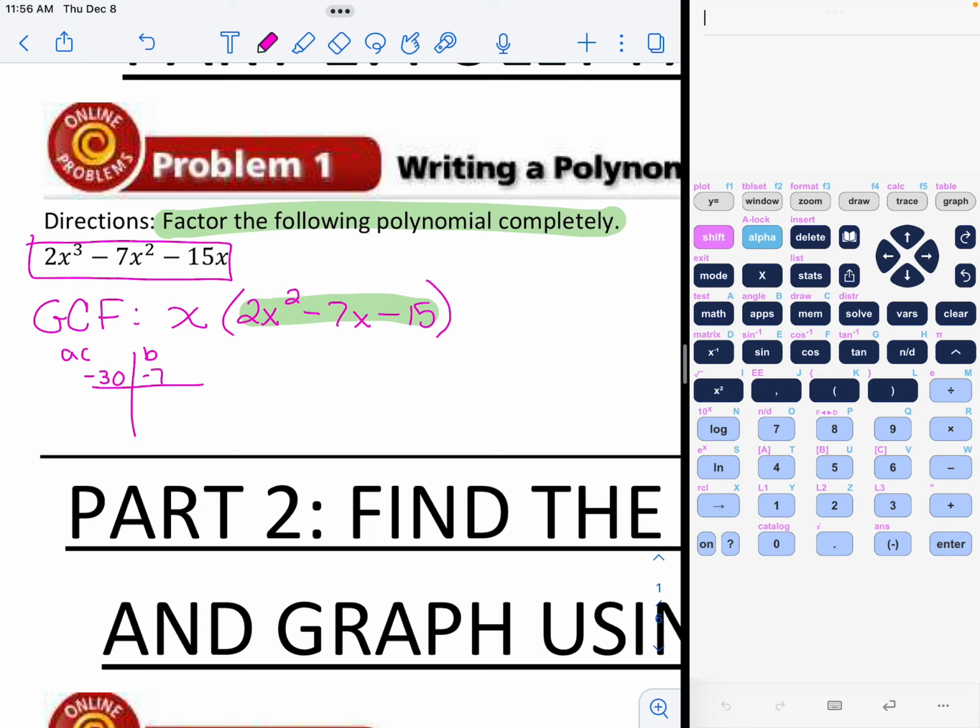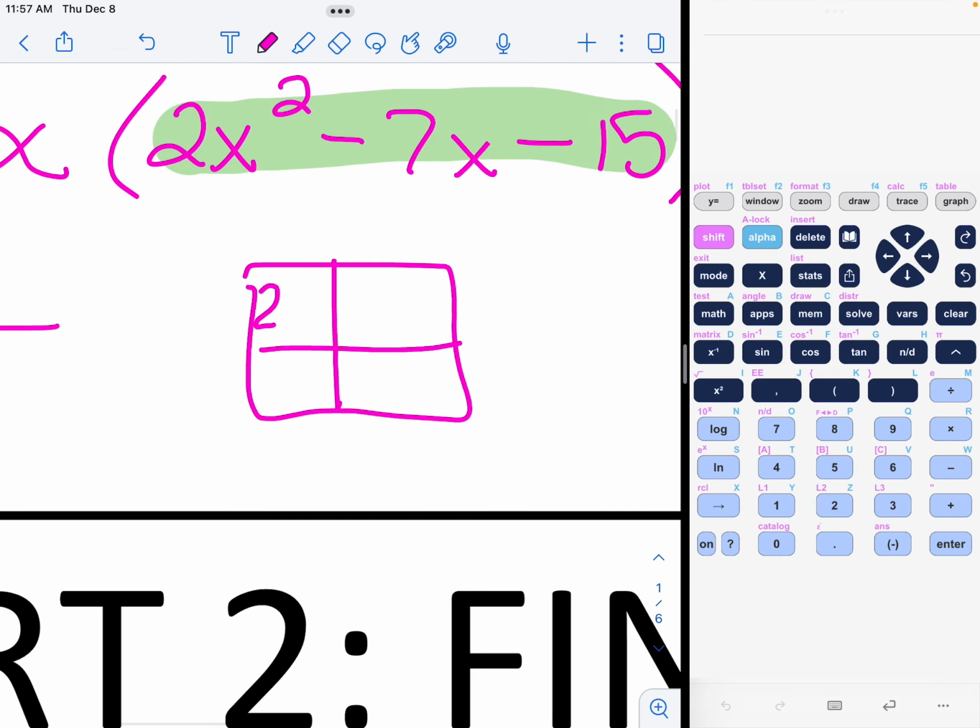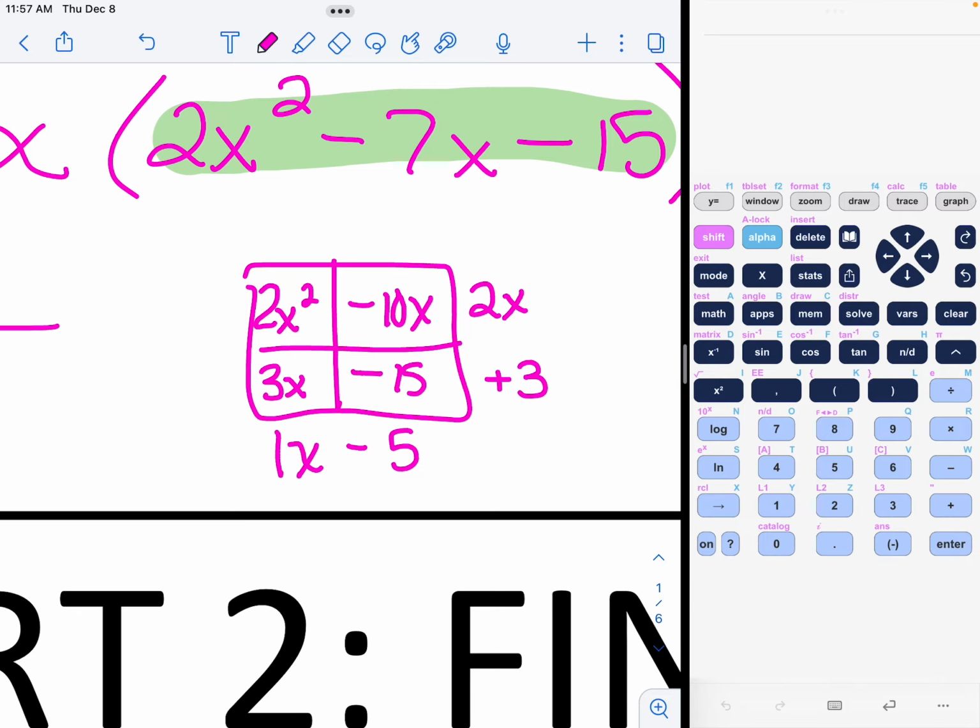My magic numbers are going to be not 15 and 2, let's see, 3 and negative 10. So when I move to the box, I have 2x squared. Let's zoom in a little more. And negative 15. My magic numbers were 3 and negative 10. If you don't know what I'm doing, please go back and revisit 4. Take the GCF of 1x out, take the GCF of negative 5 out, take the GCF of 2x out, and then GCF of positive 3.